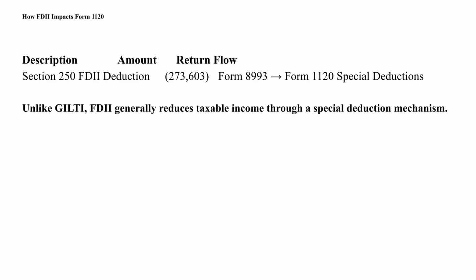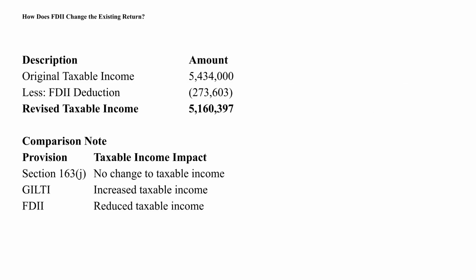Unlike GILTI, which generally increases taxable income, FDII works in the opposite direction. The Section 250 deduction enters Form 1120 as a special deduction and reduces taxable income. This is where the corporation realizes the tax benefit. Let's look at the impact.